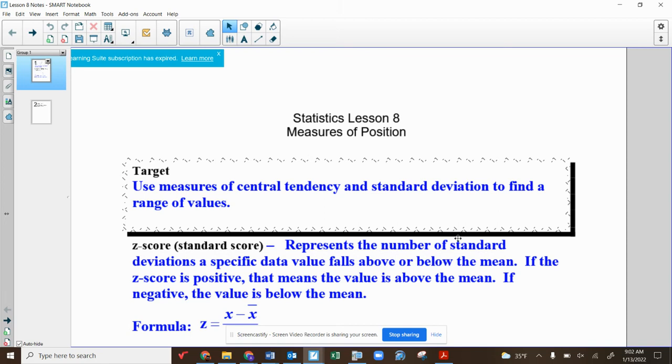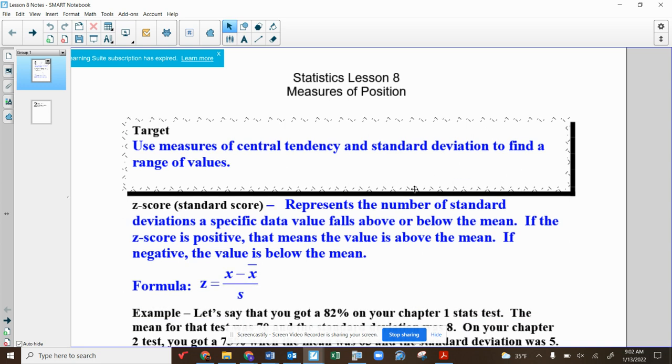All right, for lesson 8 in unit 2, we're going to do measures of position today. I'm going to have two different videos. One, I'm going to go through the calculator stuff and the notes here, and then one that I'm going to do with spreadsheet formulas.